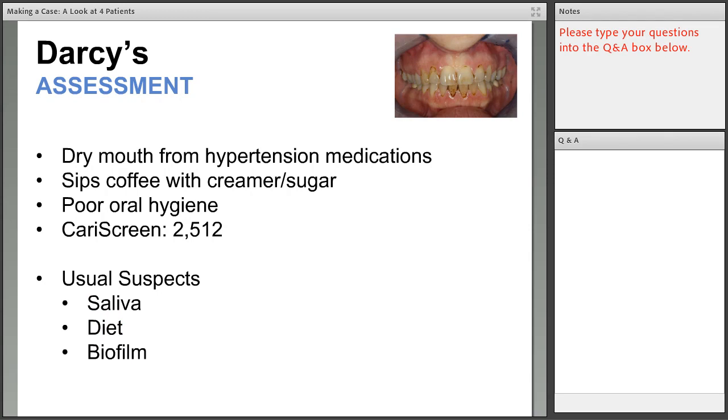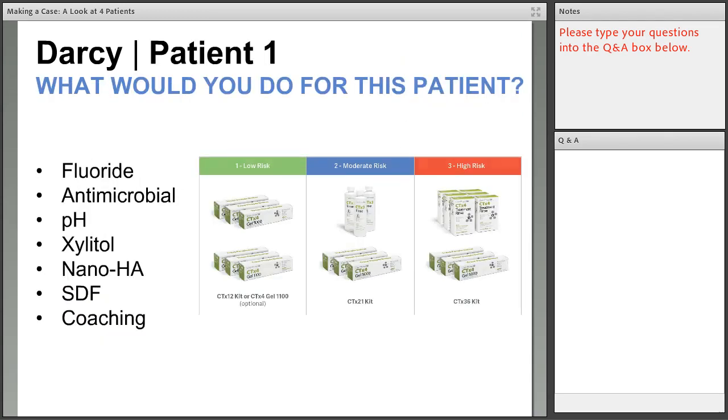So now what are you going to do for this patient? What would you recommend? She's got a dry mouth. She's got a dietary problem, and she needs to improve her home care. So what are you going to recommend? So she's high risk. She's got a lot of cavities at the moment. She's got a lot of active decay. So certainly I'm putting her on a fluoride varnish every 3 months.